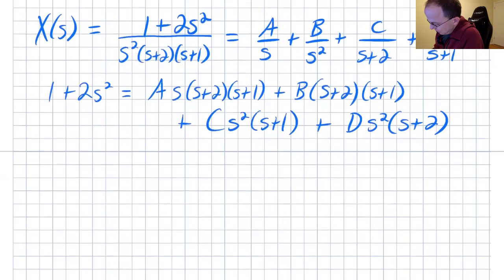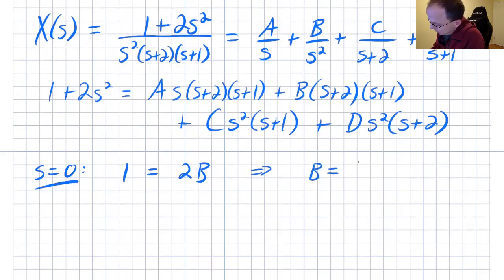So let's do 0 first, and that will let us solve for b. So we get 1 is equal to 2b, and that will give us b is equal to 1 over 2. Okay, so we got b.